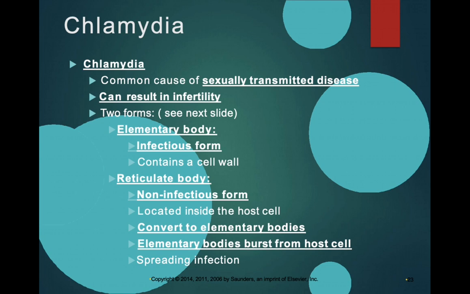Chlamydia. Now, chlamydia is a very, very common cause of STD, right? Sexually transmitted disease. These typically, as most STDs, are typically reported to the counties or to the states if they come up positive because they're dangerous. They can result in infertility. There are two forms, which we'll go through on the next page. The EB, the elementary body, and the RB, the reticulate body.